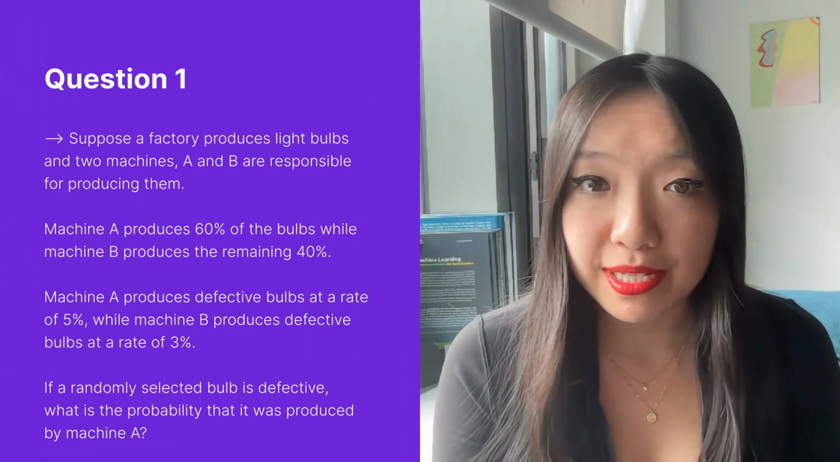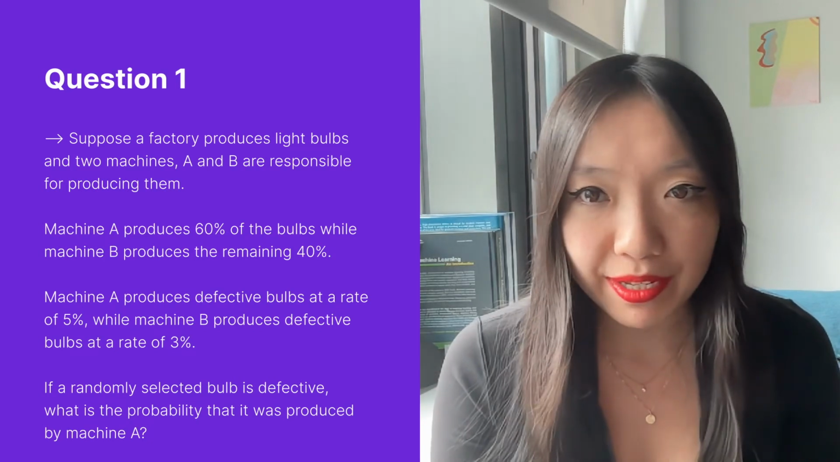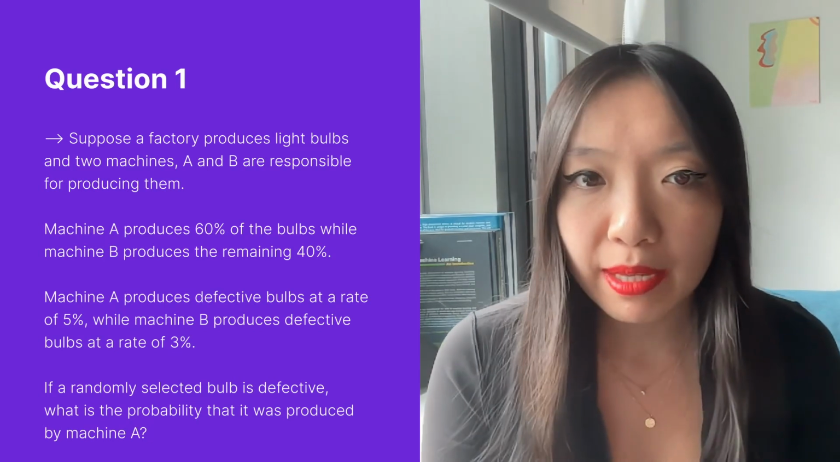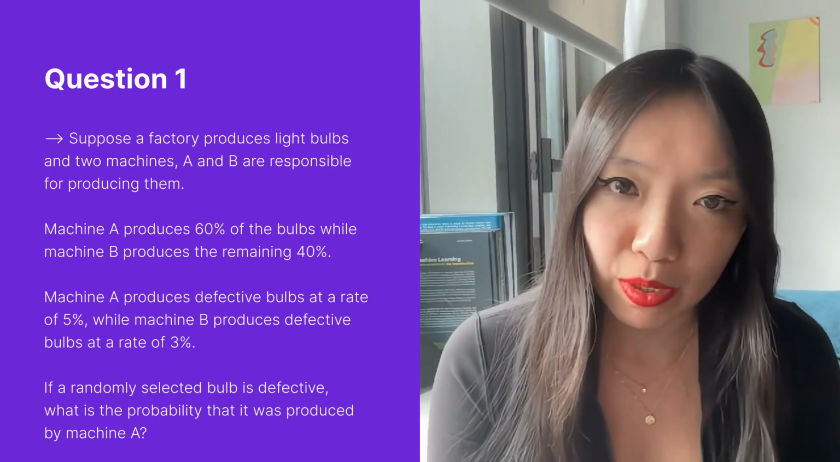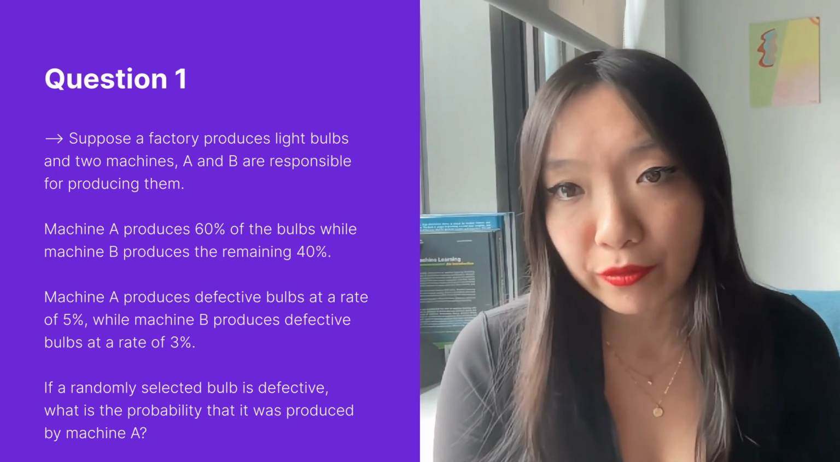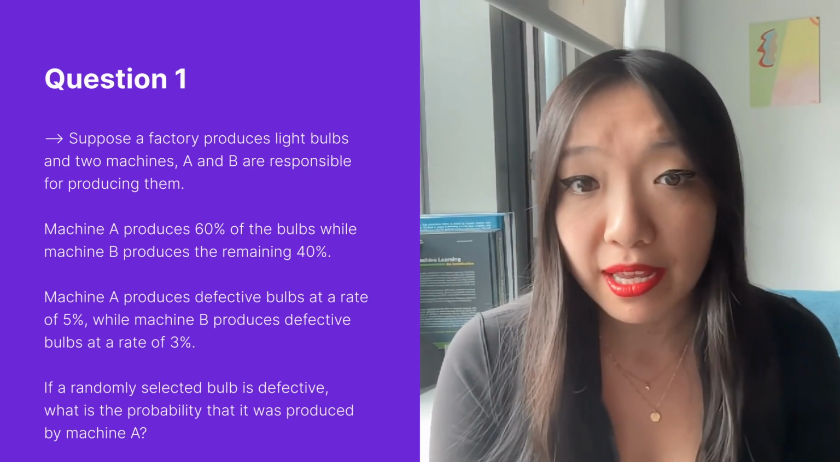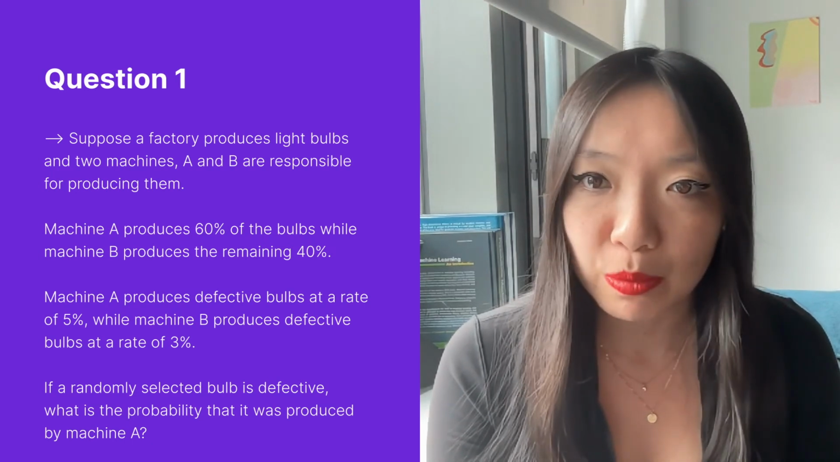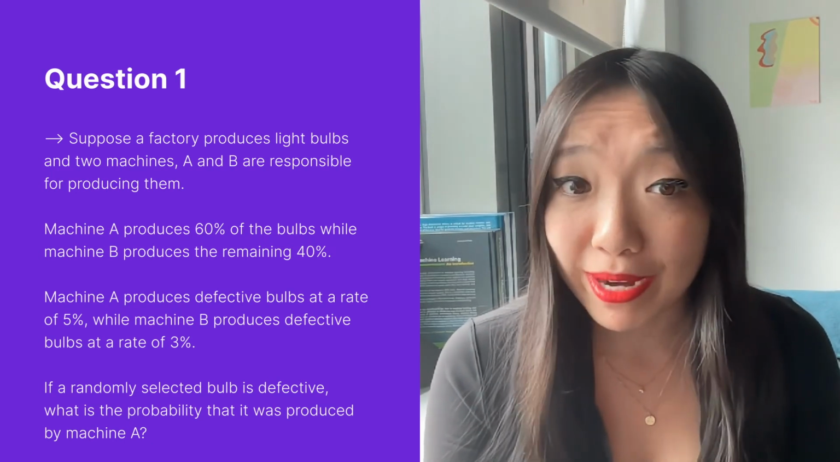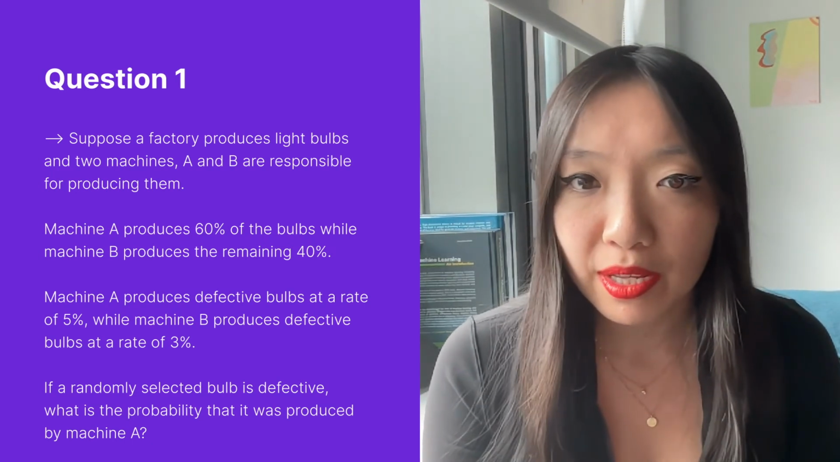So our first question today is, suppose a factory produces light bulbs and two machines A and B are responsible for producing them. Machine A produces 60% of the bulbs, while machine B produces the remaining 40%. Machine A produces defective bulbs at a rate of 5%, while machine B produces defective bulbs at a rate of 3%. If a randomly selected bulb is defective, what is the probability that it was produced by machine A?